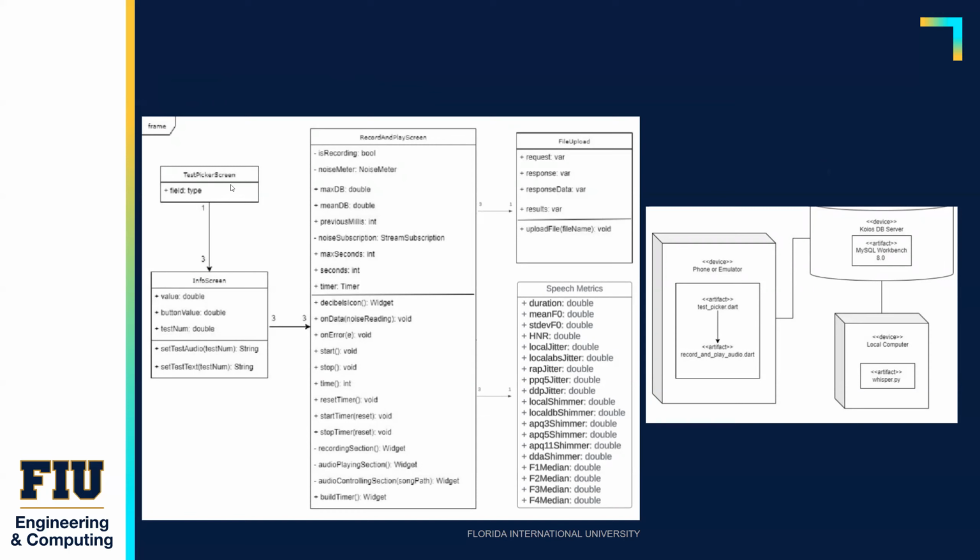So if you notice here on the test picker screen, that is, of course, just a field type. Info screen, we have doubles, very simple variables. If we move to the record and play screen, this is where a lot of the user interaction is actually accounted for. So the user clicks, there's widgets and noise meters to obviously display data and values that is being evaluated at that very moment that the user is recording and playing their own audio back to them if they wish to listen to it.